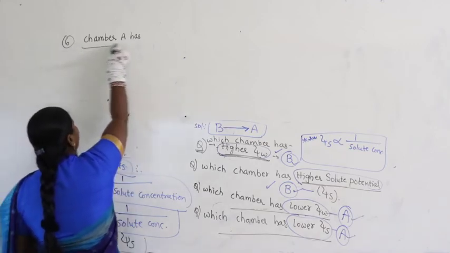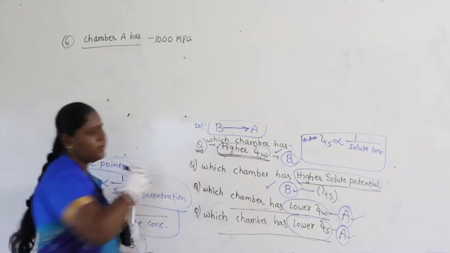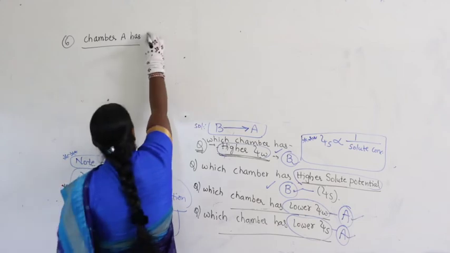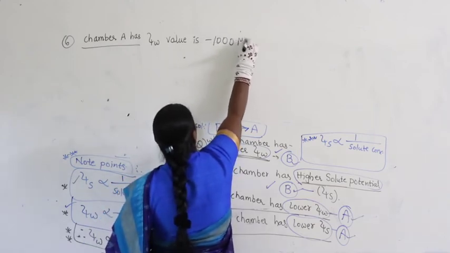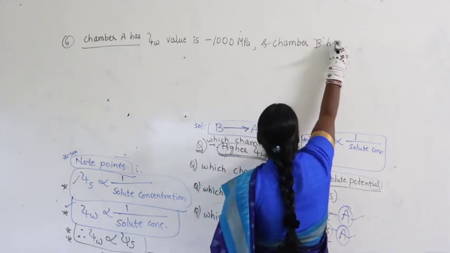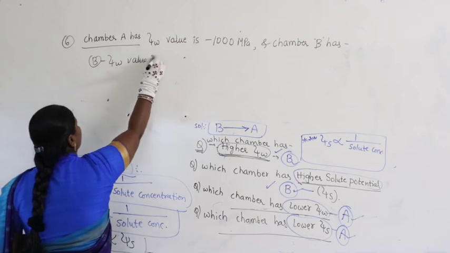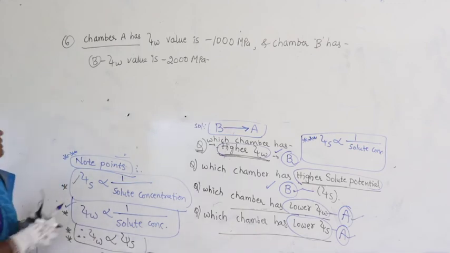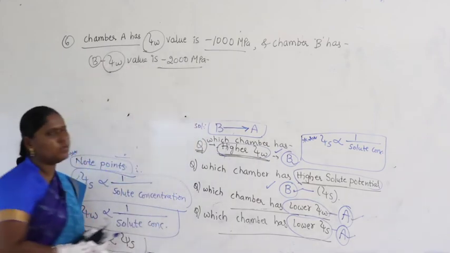Now, let us take chamber A, and let us take minus 1000 megapascals. You write the water potential value directly. Chamber A has a water potential value of minus 1000 megapascals, and chamber B has a water potential value of minus 2000 megapascals.